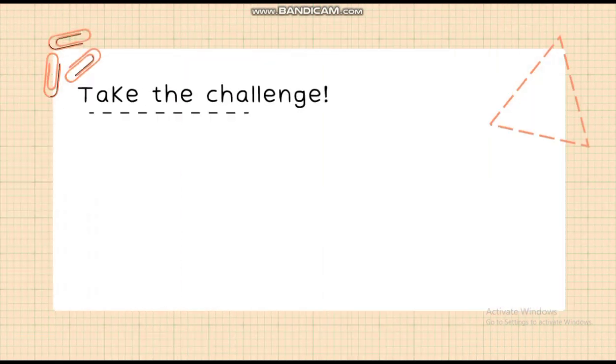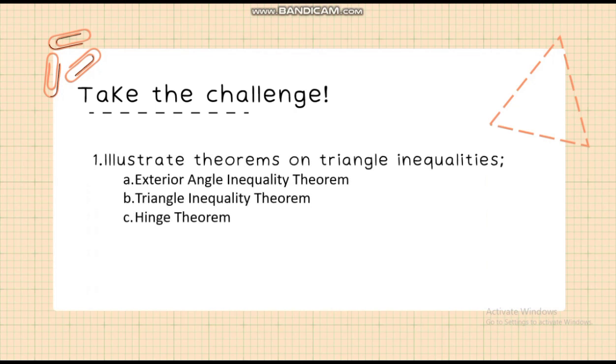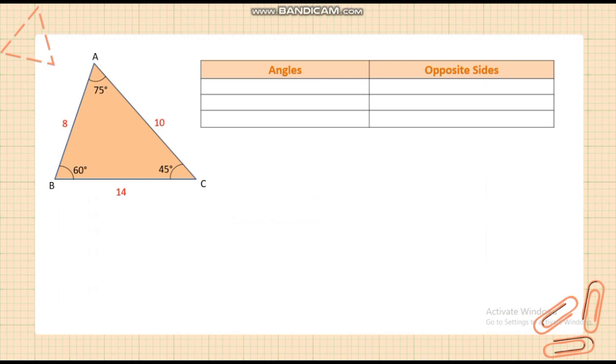Take the challenge. We will illustrate theorems on triangle inequalities. But in this video, we will only focus on the triangle inequality theorem. So I have here triangle ABC. Let us identify the angles and the opposite sides. In angle A, the opposite side is BC. In angle B, the opposite side is AC. In angle C, the opposite side is AB.